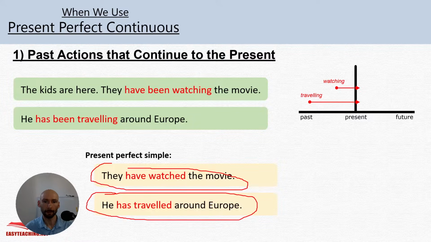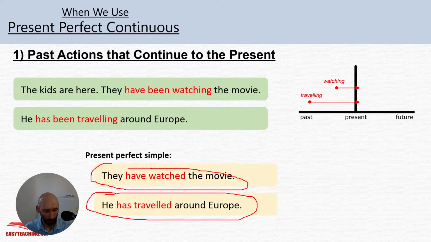What is the difference in meaning between the sentences that are written in green at the top, which are present perfect continuous, and the sentences at the bottom, which are present perfect? Okay, nobody would like to have a go in the chat, so let's have a look at what the difference is.